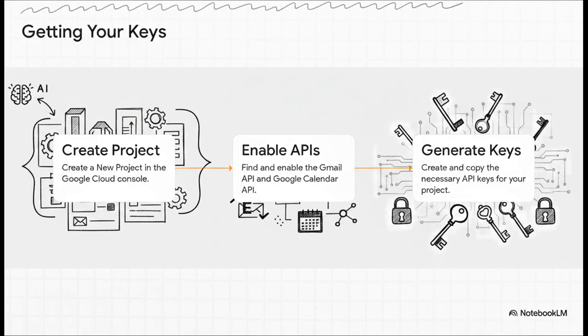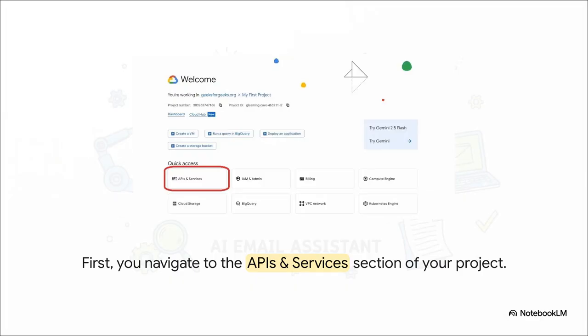So how do we get these keys? Well, it's actually a pretty straightforward three-step process, all done inside Google's own dashboard. First, we'll spin up a new project to keep everything organized. Then, we find the specific tools we want to use, Gmail and Calendar for us, and we just flip them on. And finally, we generate the actual keys we need. Simple as that. Okay, so once you've made your project in Google Cloud, this is kind of your home base.